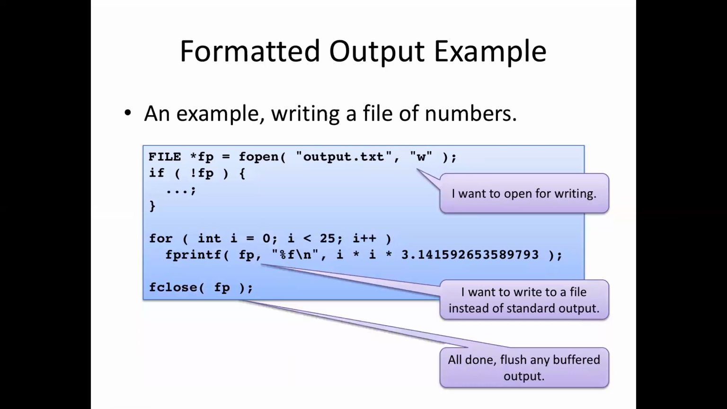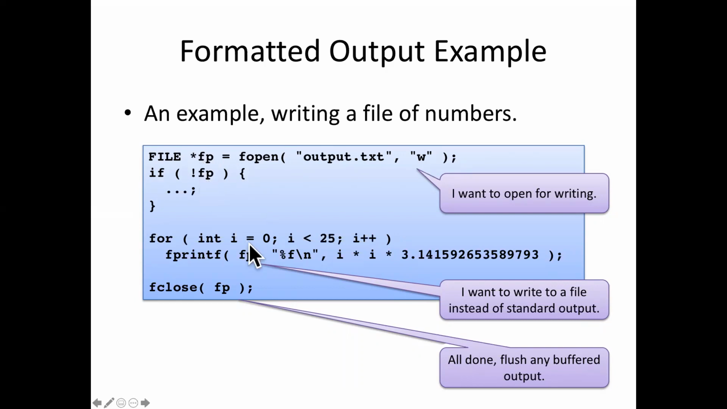Here's the other way around. If you wanted to write a bunch of numbers to a file, you could use fopen to open a file called output. Here I'm saying I want to write to that file rather than read it, so that's that mode string we were talking about. I should get a pointer back from this, so I store it in a file pointer variable. I check to see if it was successful or not.